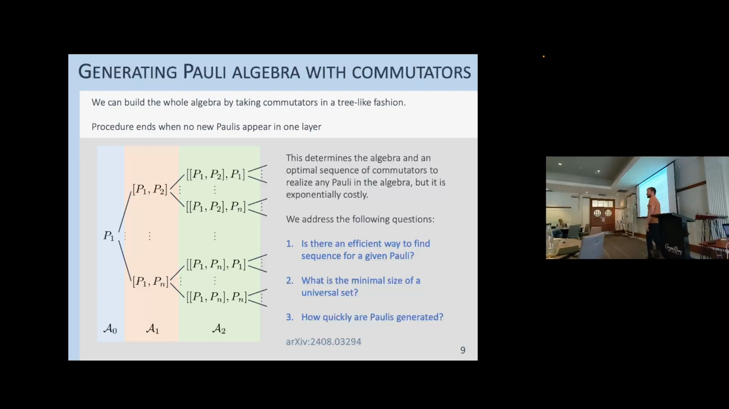There's 4 to the n poly operators. So I don't want to have to build this tree every time I want to compile my gates. And so the question is, is there a way of telling it's universal without building this tree? Is there a way of finding efficient sequences without building this tree? Another question I'll address is, what is the minimal size of a set of polys that will generate all polys by taking commutators? And how quickly are polys generated, which is how deep does this tree have to go? Meaning, how long of sequences do I need to take until I've generated all polys, assuming it's universal? And how does that depend on my initial set? So these are the questions we addressed in this follow-up paper.